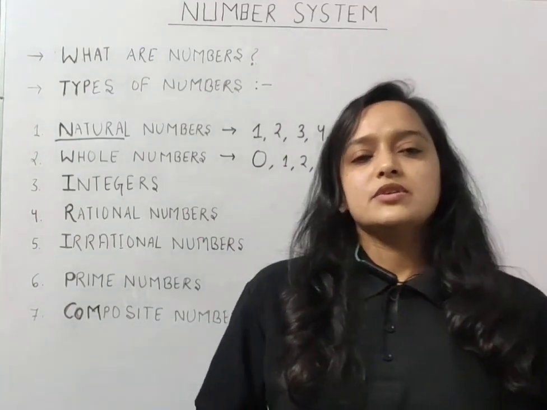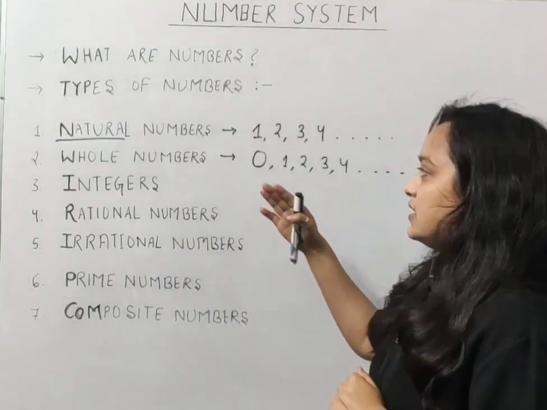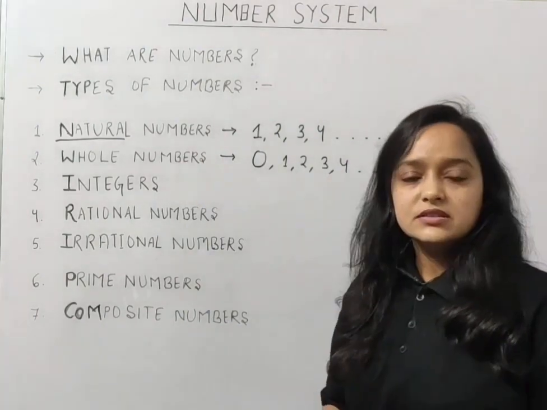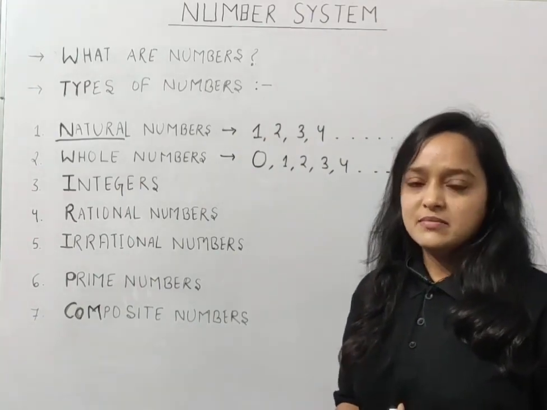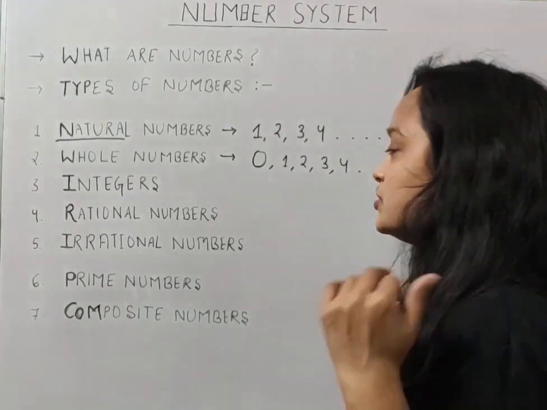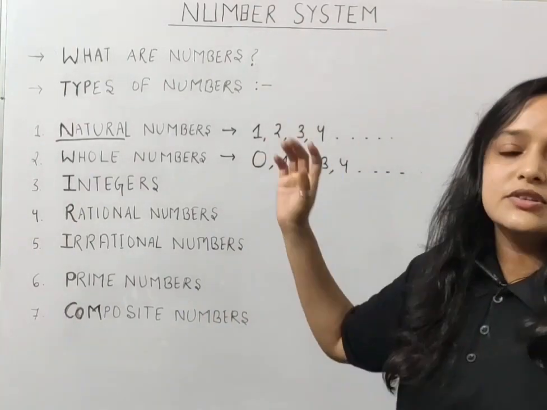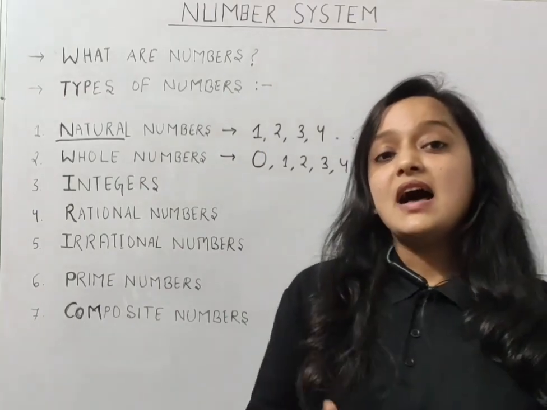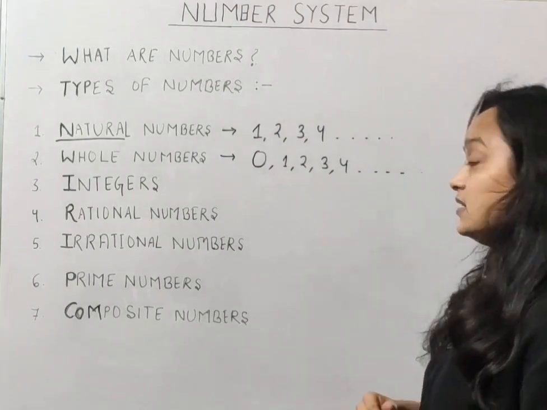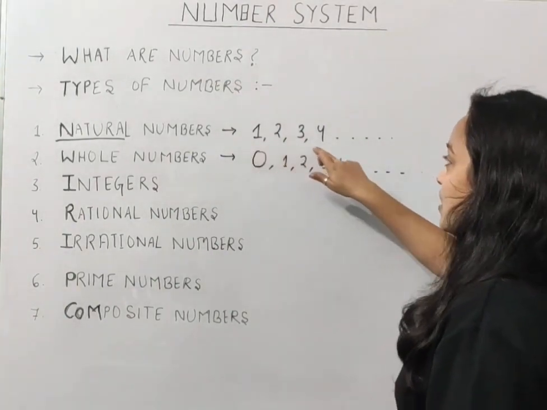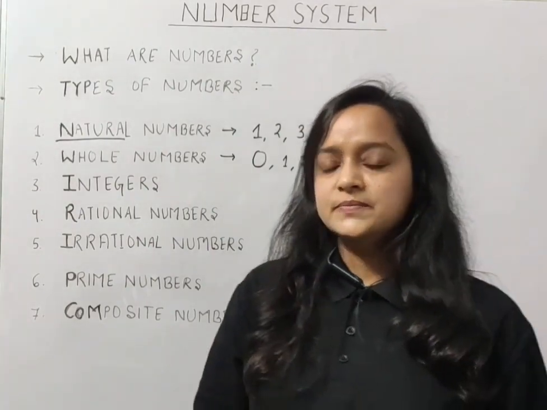Now let me ask you a question. Can you answer me? Are all the whole numbers natural numbers? What will you reply? You should reply that all whole numbers are not natural numbers. But if I ask, are all the natural numbers whole numbers? Then you should reply, yes, all the natural numbers are whole numbers. Is it clear to you?